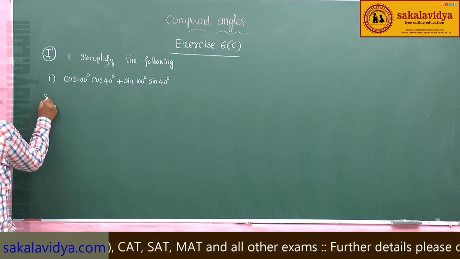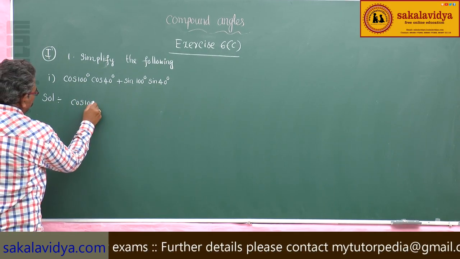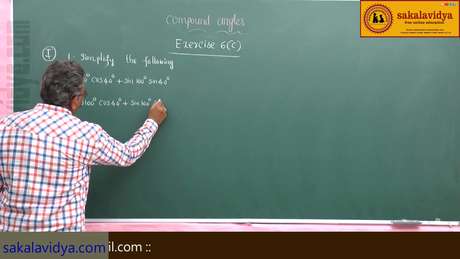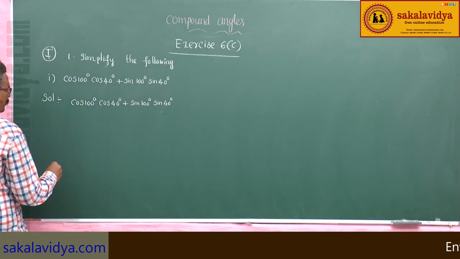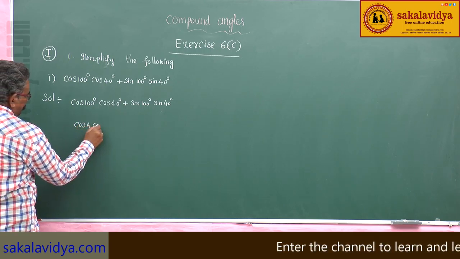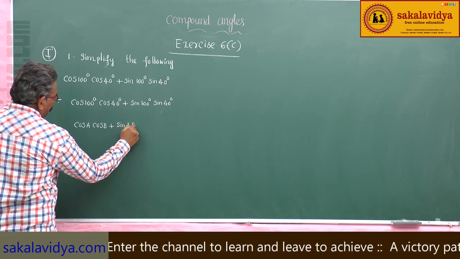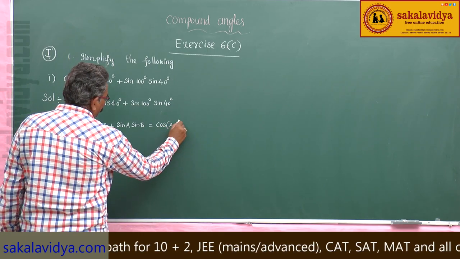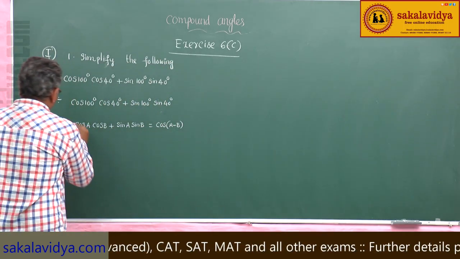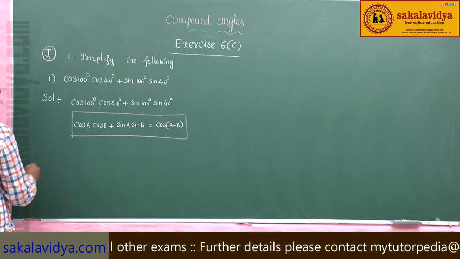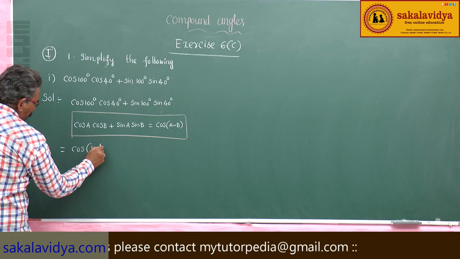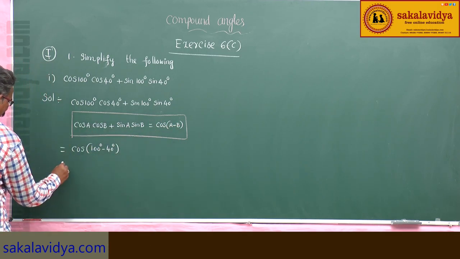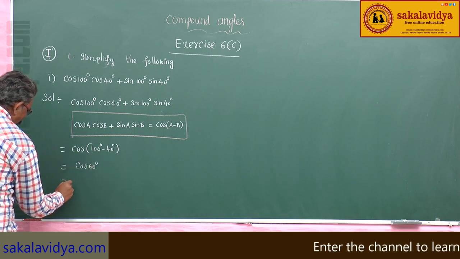Okay. Solution. cos 40 degrees plus sin 40 degrees. So now this is in the form of cos A cos B plus sin A sin B. So this equals cos of A minus B. So now this is equal to, we can write cos of 100 degrees minus 40 degrees, because A is 100, B is 40. Cos of 100 minus 40, cos 60 degrees. We know cos 60 degrees is 1 by 2.